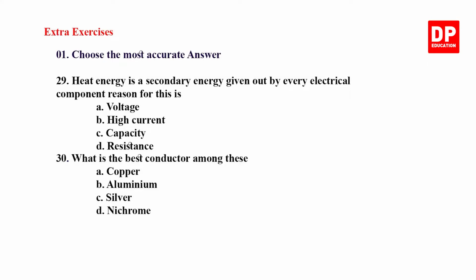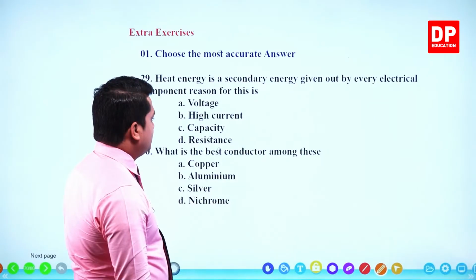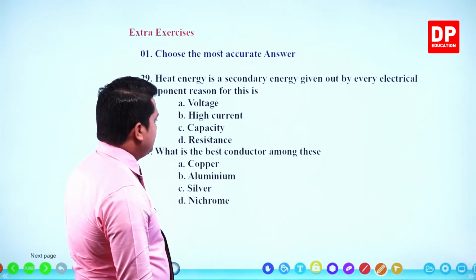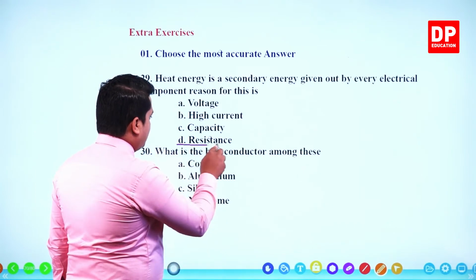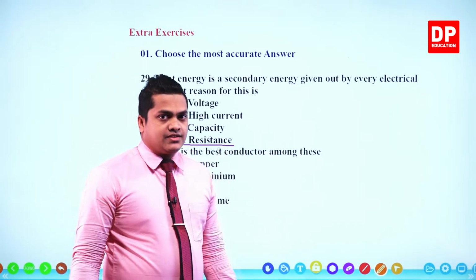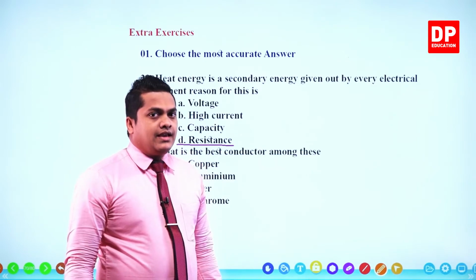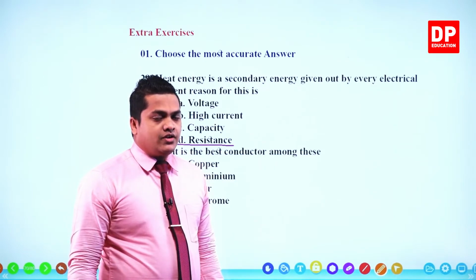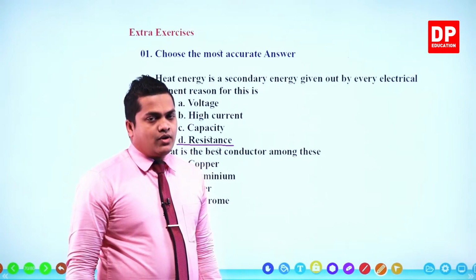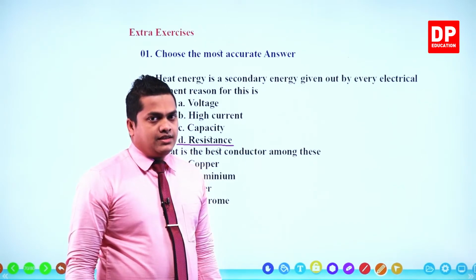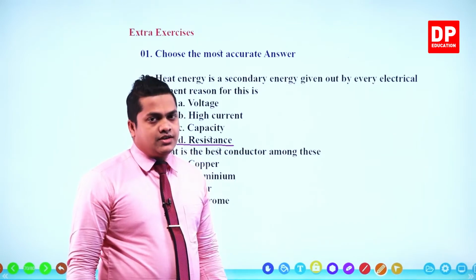Right. Then the next question. Question 29. Heat energy is a secondary energy given out by every electrical component. The reason for this is: voltage, high current, capacity? You know that. I was always talking about this. It's the resistance. Heat is generated due to having resistance in these terminals or in conductors.